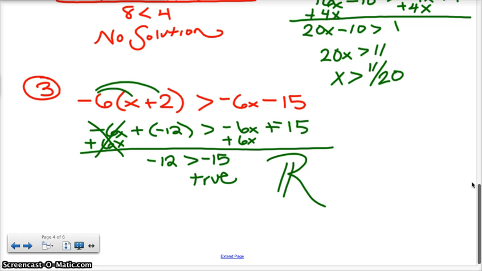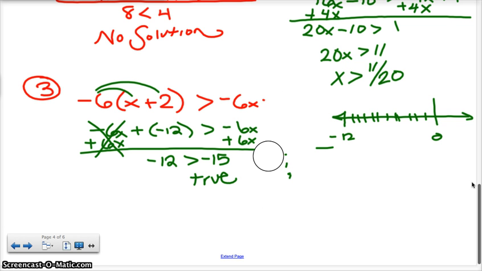Now, wait, let me show. Josh actually has a good question. How is that true? Let me show you. Let's pretend zero's right here. 1, 2, 3, 4, 5, 6, 7, 8, 9, 10, 11, 12, -12. I'm going to erase this. 13, 14, -15. So there's -15. Here's -12. Which one's bigger? The -12 is bigger because remember you get bigger as you go to the right on the number line.